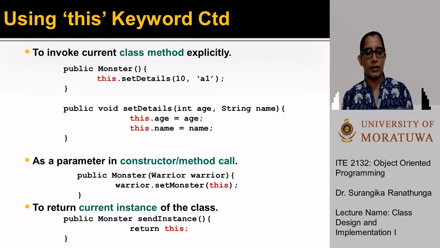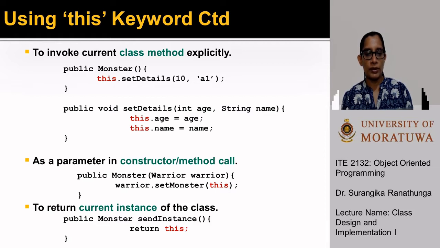The final one is to return the current instance of the class. For some method, for example, if it's a method called by some other class, we may want to send the current object that contains this sendInstance method. That means there's a Monster class, it has the sendInstance method. When the objects are created from this Monster class, and some other class calls the sendInstance method, each current object will return itself, right? So there can be 10 objects created from the Monster class.